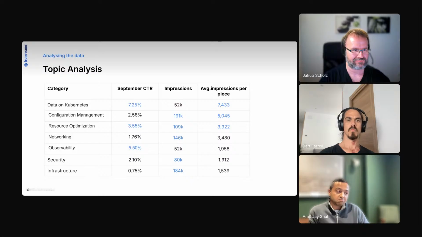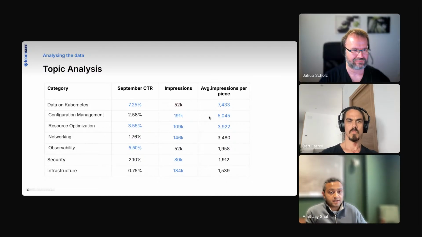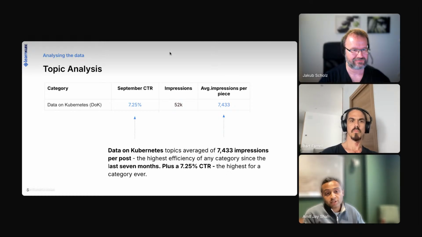Might be that we're seeing a trend every 3 months. Other than resource optimization and configuration management, every 3 months we do see a bit of a refresh. Brands need to stop focusing on certain categories as much, but we'll see a little bit more as we scroll through. If you want to go down to the next slide, Bart, we're looking at data on Kubernetes.